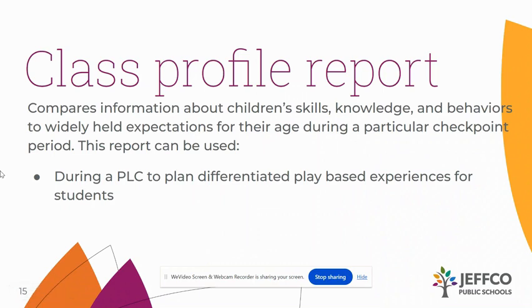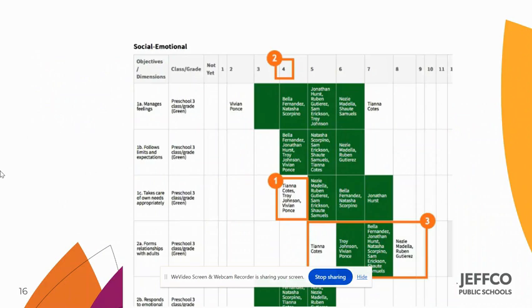As we drill down deeper, the last report we will go over today is the class profile report. This report compares information about children's skills, knowledge, and behaviors to widely held expectations for their age during a particular checkpoint period. This report can be used during a PLC to plan differentiated play-based experiences for students. We will now go into the platform and pull the class profile report.